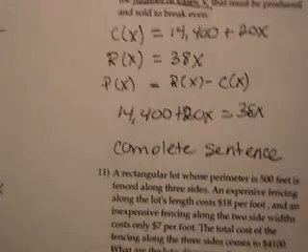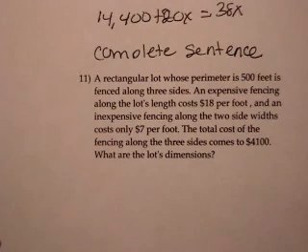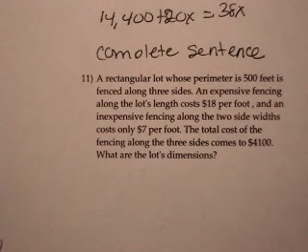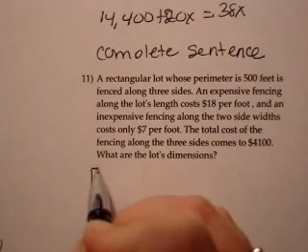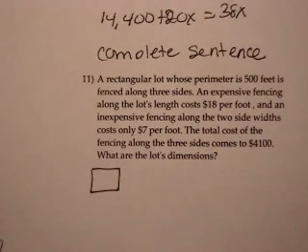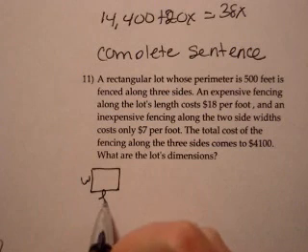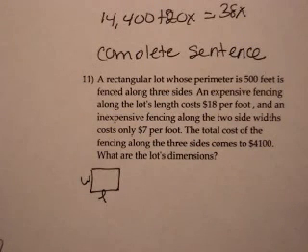Because I would like to do number 11, help you set up number 11. A rectangular lot whose perimeter is 500 feet. Okay, stop. A rectangular lot. I can draw a rectangle. There we go. Whose perimeter is 500 feet is fenced along 3 sides. Okay, now notice they say the whole perimeter is 500 feet. All right, so what I'm going to do is I'm going to label these length and width. Okay, and I will accept that as defining your variable if you label it on the picture. That's okay. Or you can define it in words, right?